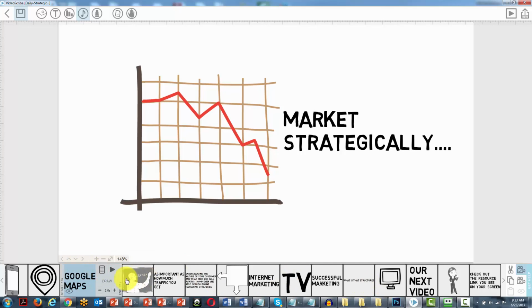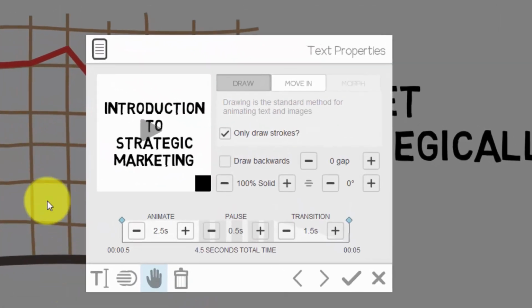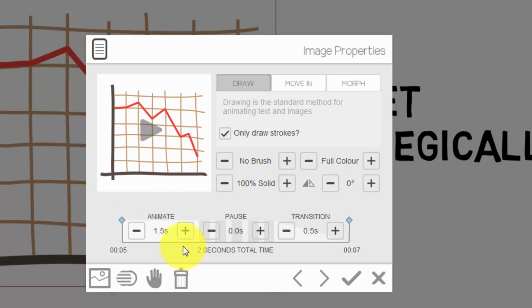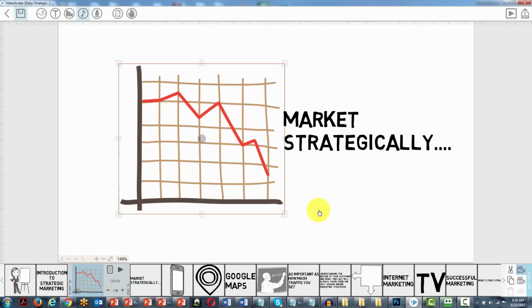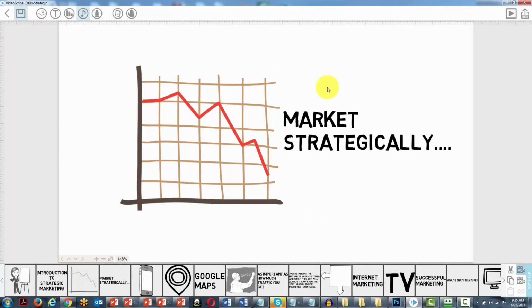So let's take a look at what we mean by that. At the very beginning of this video, we actually changed Introduction to Strategic Marketing, the writing, to 2.5 seconds. However, we compensated for that by shortening the length of time that it takes to draw this chart to 1.5 seconds. That would mean then that we would expect that the total timing of this video would be about the same.